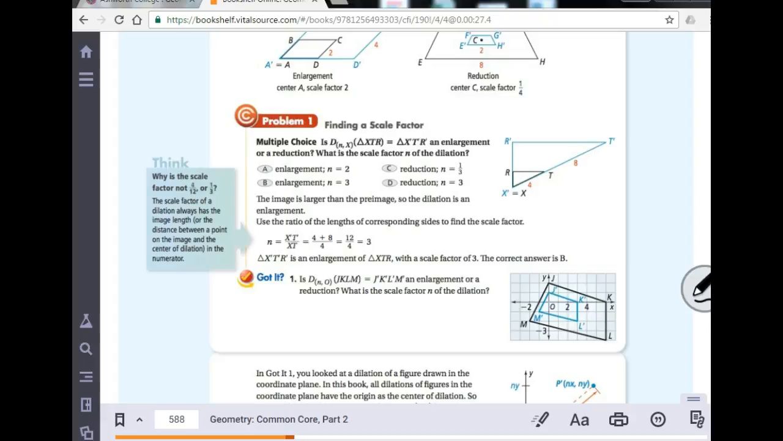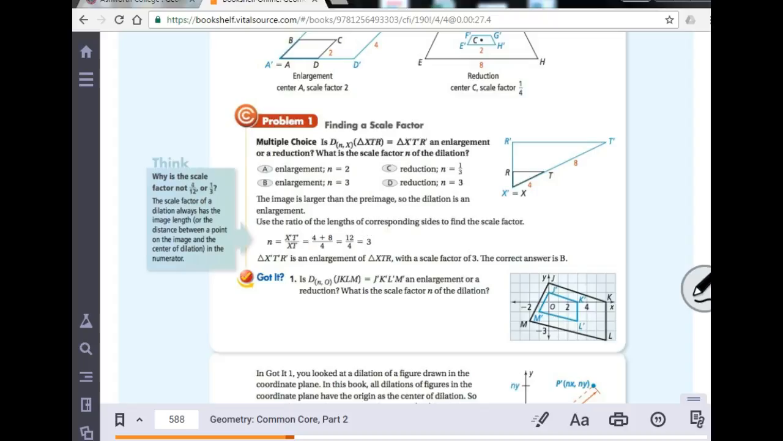Now, if we look carefully at this, to find the scale factor, you always take the image and divide it by the original. So in this case, we're going to compare the lengths of corresponding sides. This is one way to do it. Notice that the original had a side that was only 4 long. The new one is 4 and 8 put together, or this side, which is the image, the blue one, is 8 and 4 put together, which is 12. So again, if we take the image over the original, then that's going to be 12 over 4, or 3.